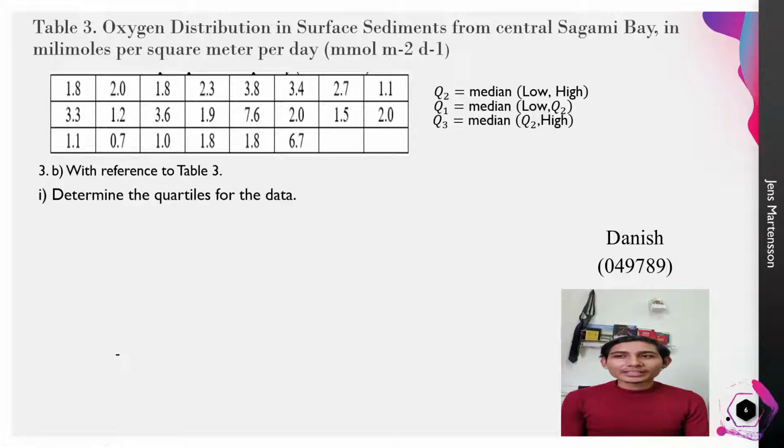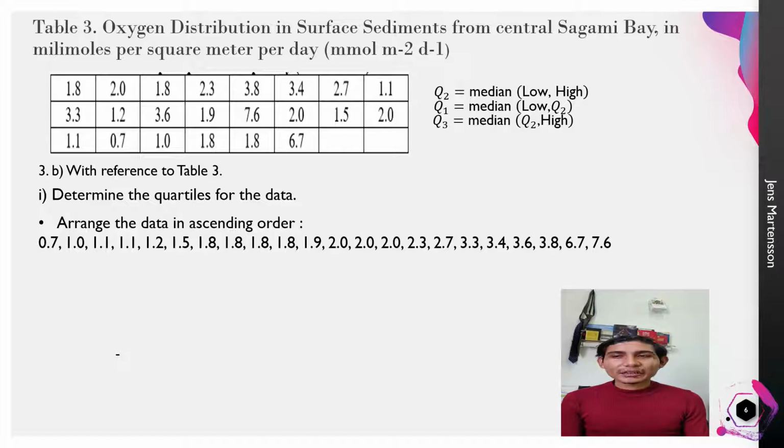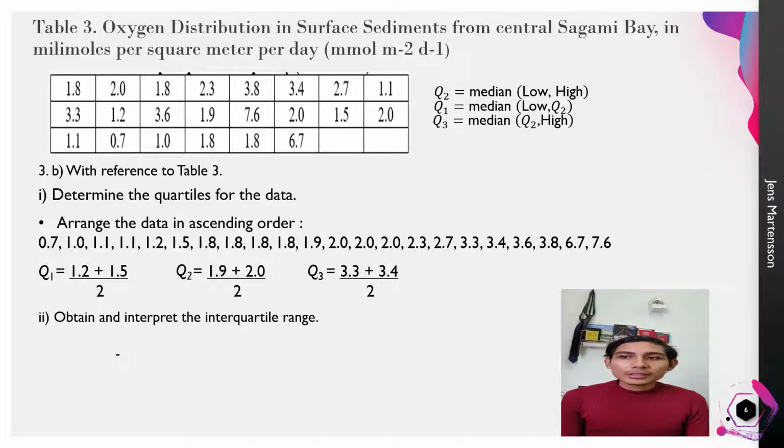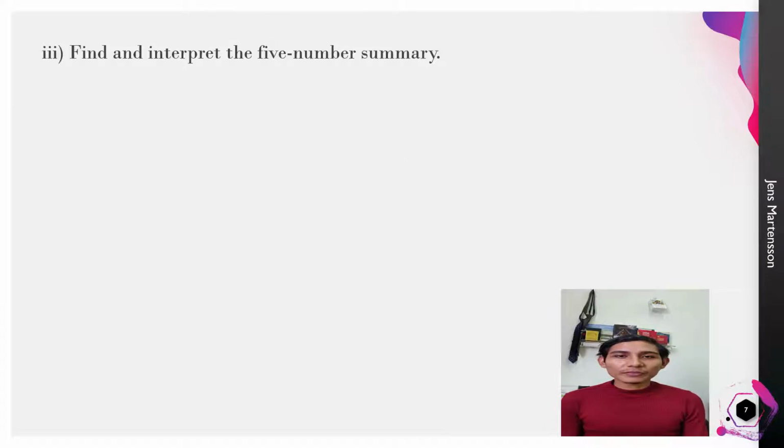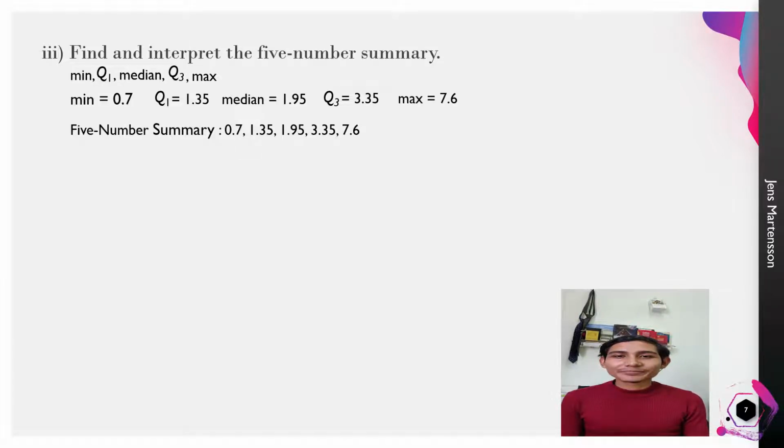Question 3, number 1. Determine the quartiles for the data. We have to arrange the data in ascending order. Then we need to find quartile 1, quartile 2, and quartile 3 by using the quartiles formula. And the answer is. Number 2. Obtain and interpret the interquartile range. By using the IQR formula, we will find the answer. So the answer is. Then in this question, we have to find and interpret the 5 number summary. We have to find minimum, quartile 1, median, quartile 3, and max. So the answer is.